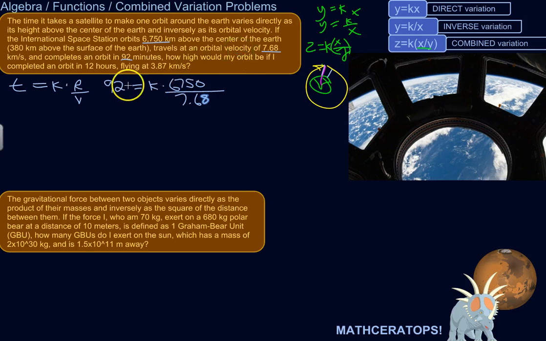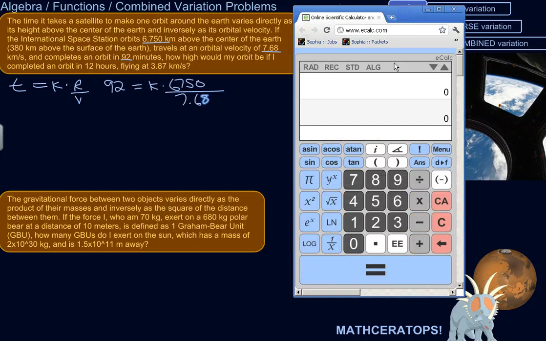But from now on, when we use this equation, after we figure out k, that'll only apply when we're measuring time in minutes, which will be important in a sec. So let's figure that out. To solve for k, we just divide 6,750 by 7.68, and then we divide that into 92. Okay. So we're going to get some number times k equals 92, and then we'll divide that 92 by that number.